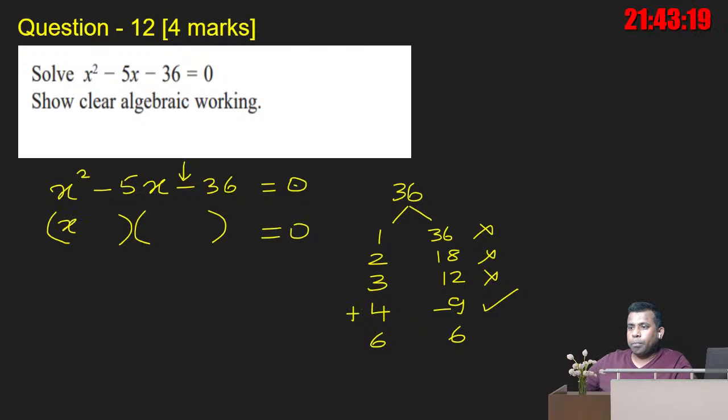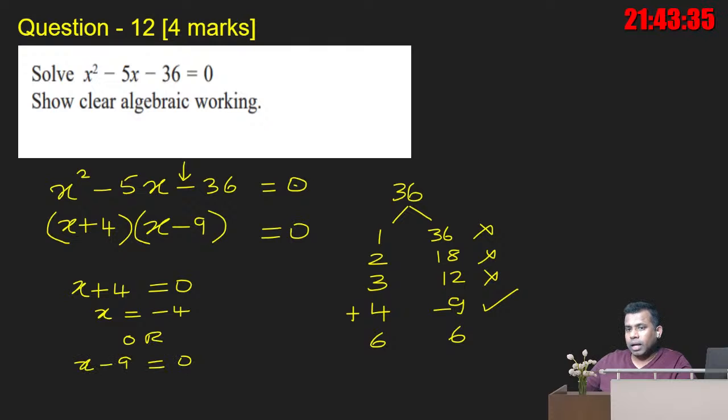So x plus 4, x minus 9 is the answer. So x plus 4 equal to 0, so x can be minus 4, or x minus 9 equal to 0, so x can be 9. Bear in mind, you have a method to do this one. It's called factorizing and solving the equation.